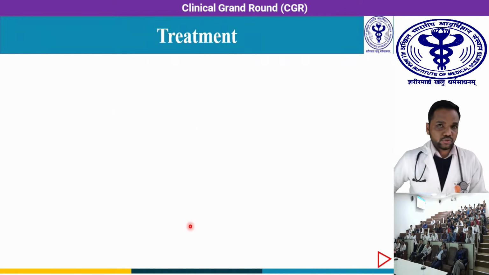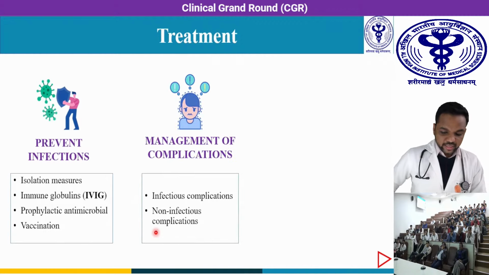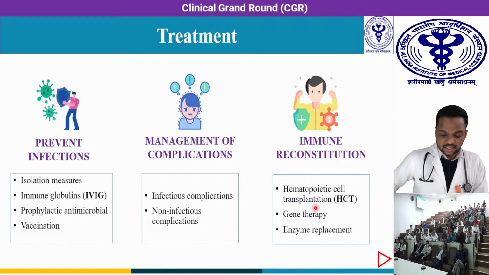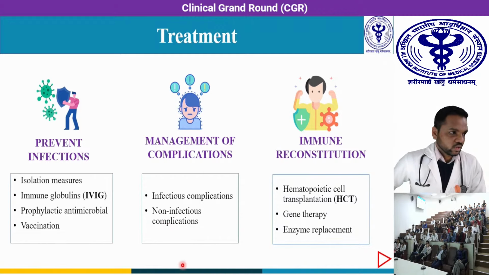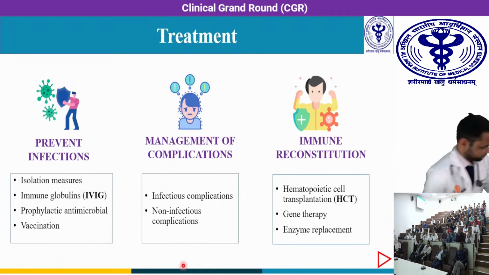The treatment usually consists of three arms. One is to prevent infection by isolation measures or IVIG. The second domain is to manage complications. And the third one is immune reconstitution by hematopoietic cell transplantation or gene therapy. So I'll call Dr. Bardhan to take the discussion further.